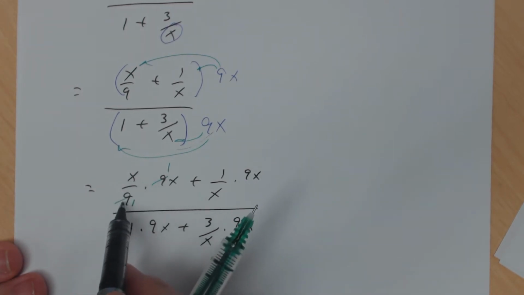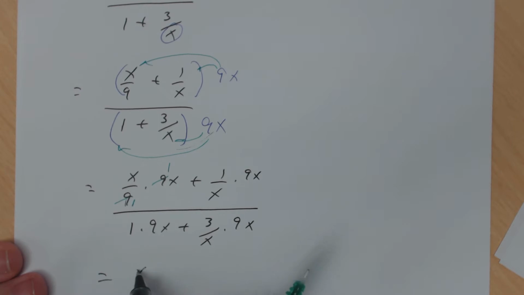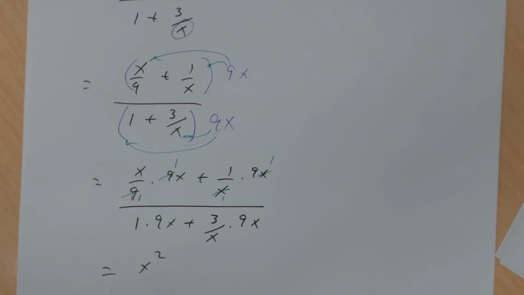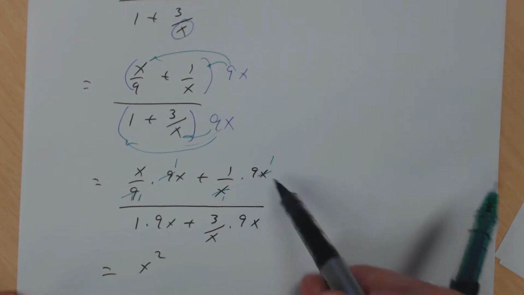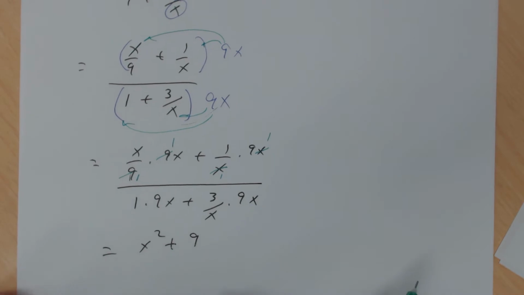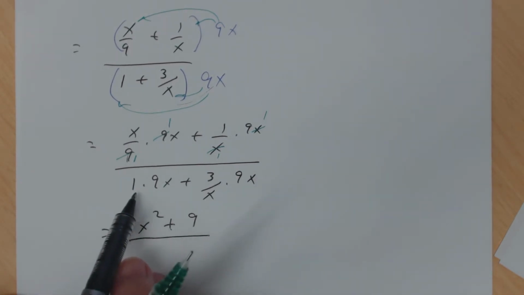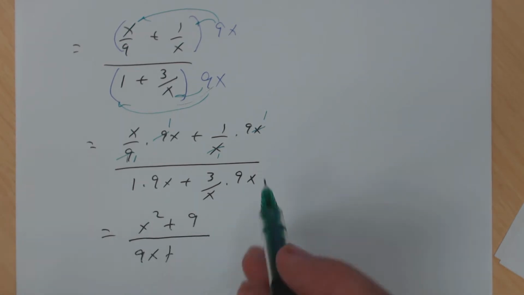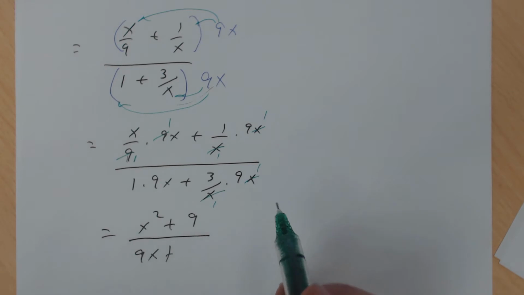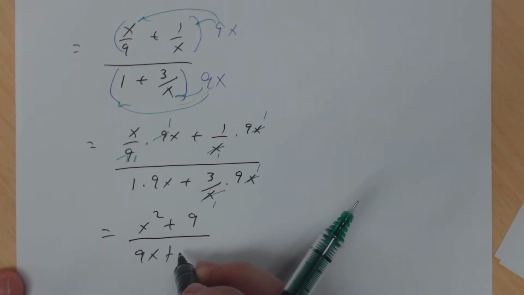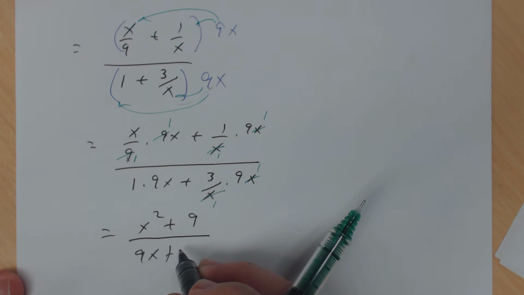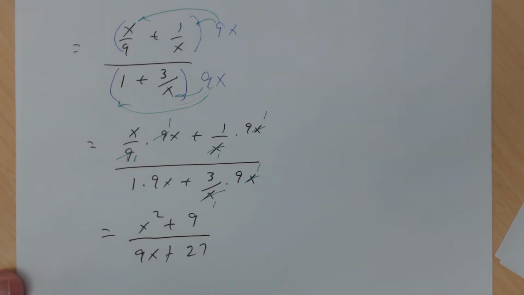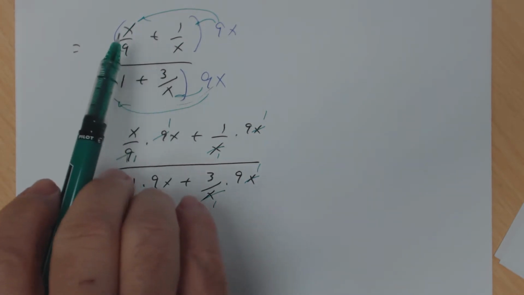And you're going to be left with x times x is x squared. These x's divide out, and you get 1 times 9 is 9, just like this, divided by this 1 times 9x, which is just 9x, plus over here you have these x's divide out, and you get 27.